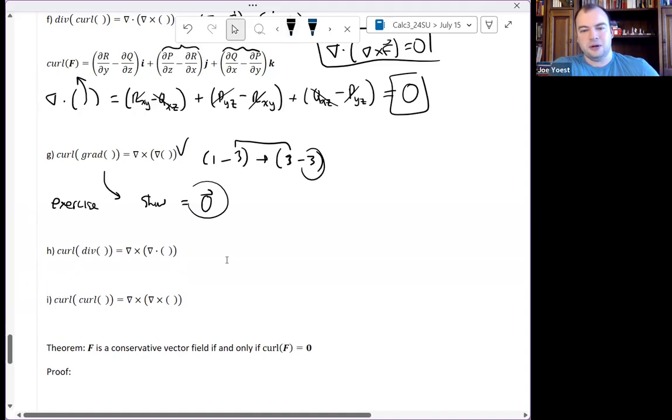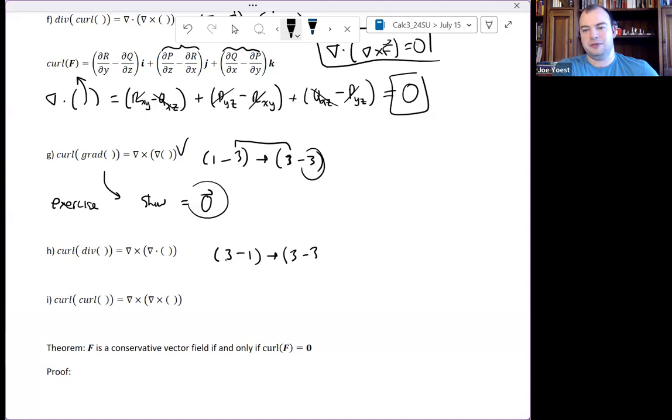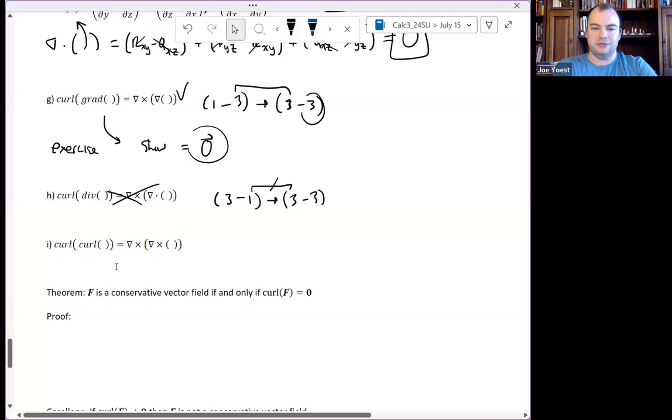What about the curl of a divergence? A divergence wants to take as input a vector field, give as output a scalar function. A curl wants to take as input a vector field. These are not the same. I would be trying to put a scalar function into a curl. Can't do that.